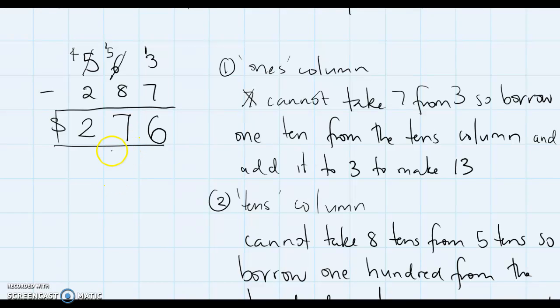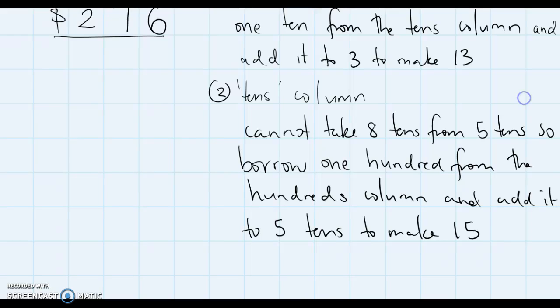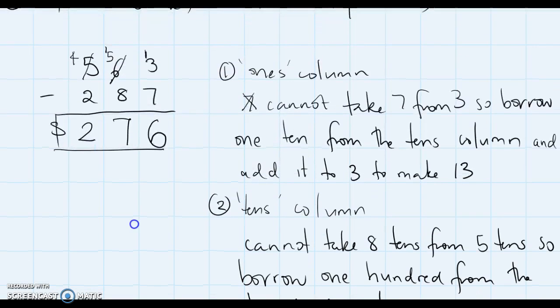And the third step is, look at the hundreds column. Now that's quite easy because it's an easy subtraction. 400 take away 200 equals 200.